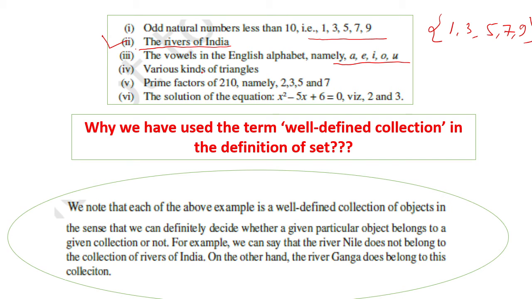Fourth, various kinds of triangles. The various kinds of triangles are also fixed for you: isosceles triangle, right angle triangle, equilateral triangle, whatever triangles there are. It is fixed for you and it is also fixed for me.